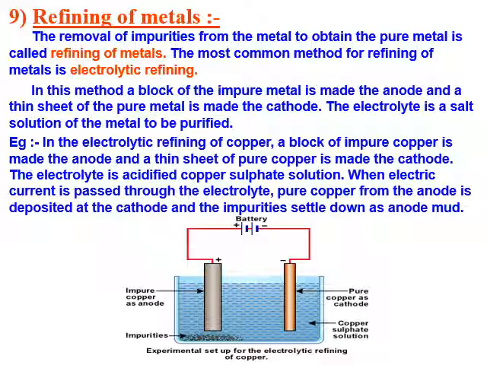Example, in the electrolytic refining of copper, a block of impure copper is made the anode and a thin sheet of pure copper is made the cathode. The electrolyte is acidified copper sulfate, CuSO4, solution. When electric current is passed through the electrolyte, pure copper from the anode is deposited at the cathode and the impurities settle down as anode mud.